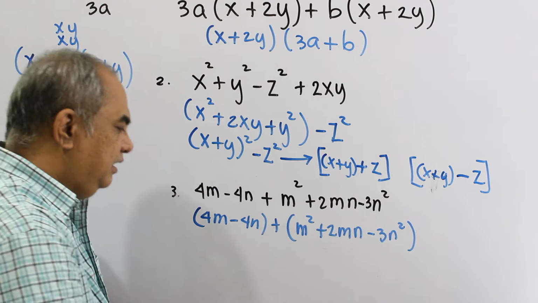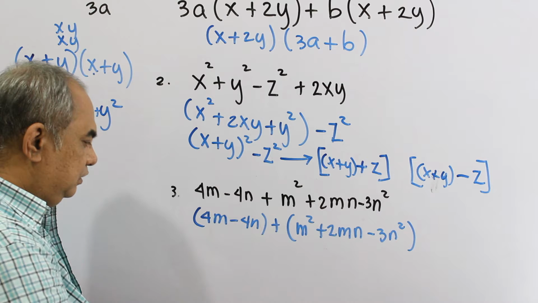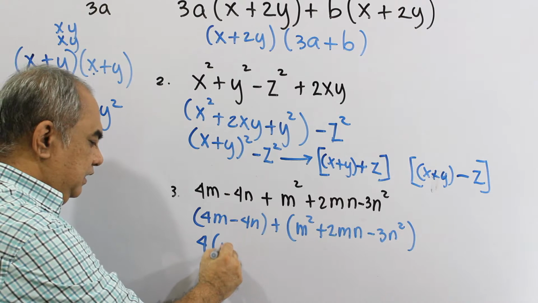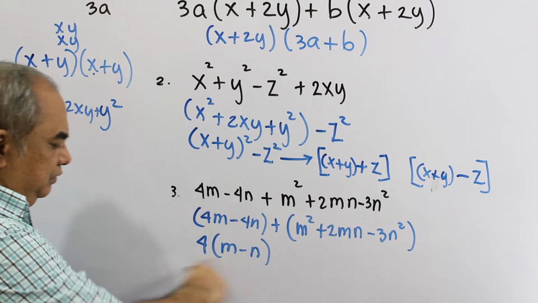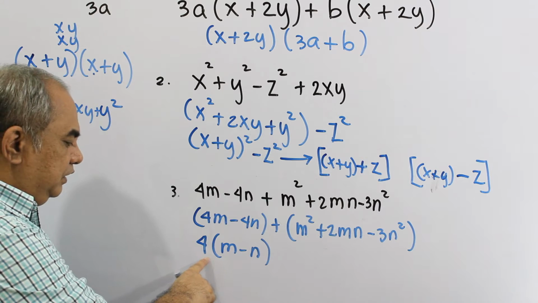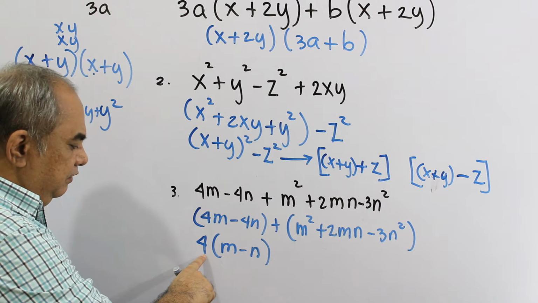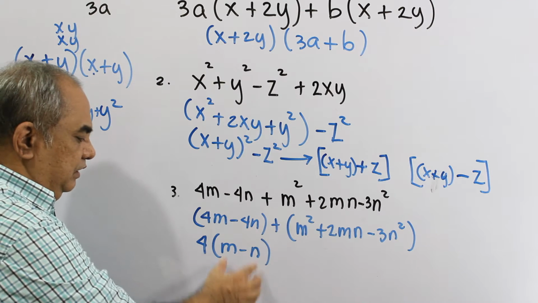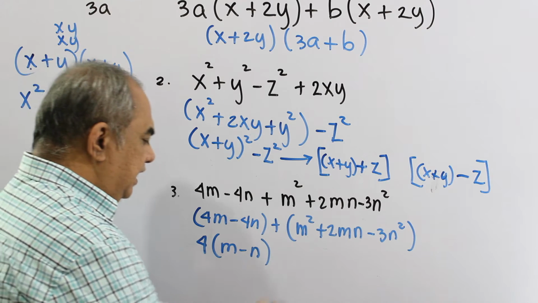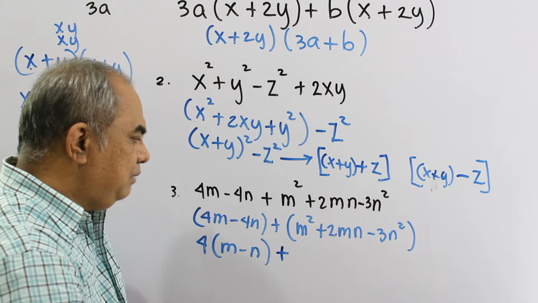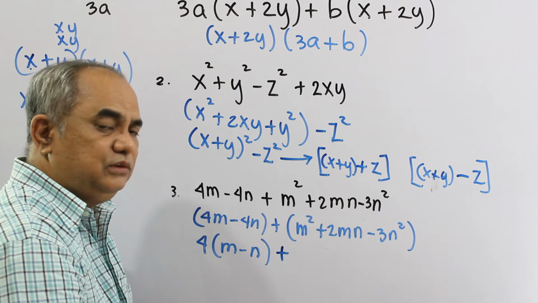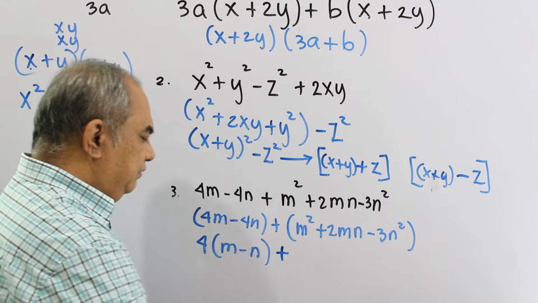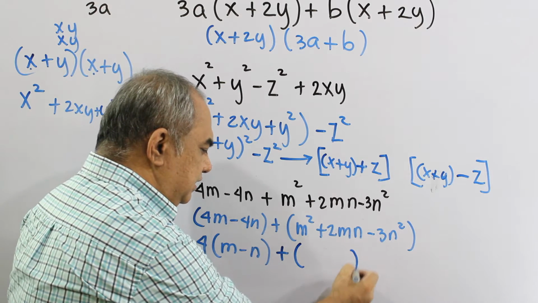Alright, so this is easier to factor using common monomials, and then we have now 4 quantity m minus n. Obviously, when we check this using the distributive property, 4 times m will give you 4m, and 4 times negative n will give you negative 4n. Meaning to say, our factoring here is correct using common monomial. Now, for m squared plus 2mn minus 3n squared, it's a little bit challenging to factor this trinomial. However, there's a way we can factor this.